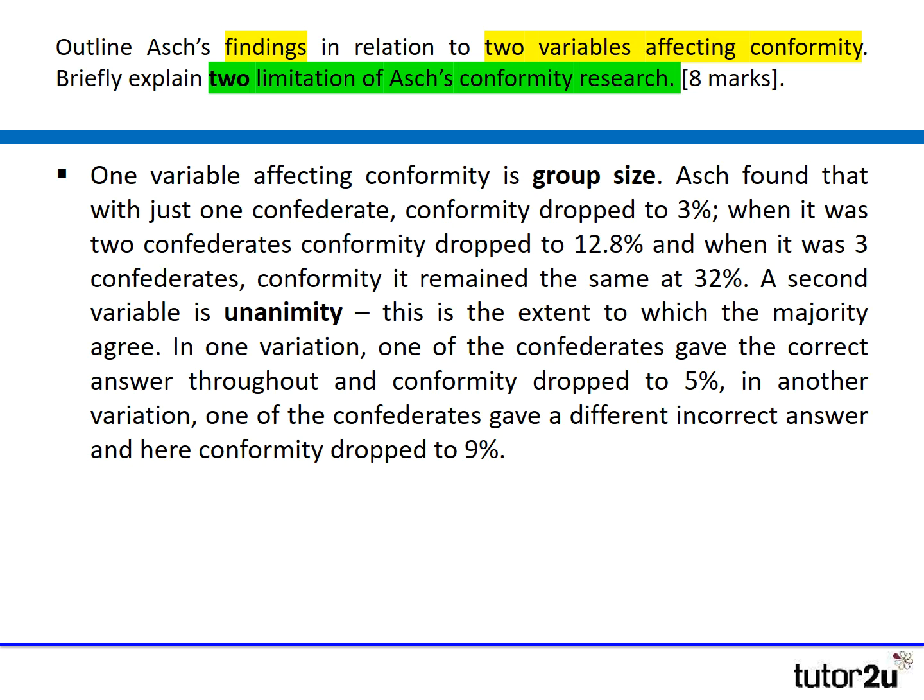A second variable is unanimity. This is the extent to which a majority agree. In one variation, one Confederate gave the correct answer throughout, and conformity dropped to 5%. In another variation, one of the Confederates gave a different incorrect answer, and here conformity dropped to 9%. Okay, just the findings. It wasn't asking for conclusions.